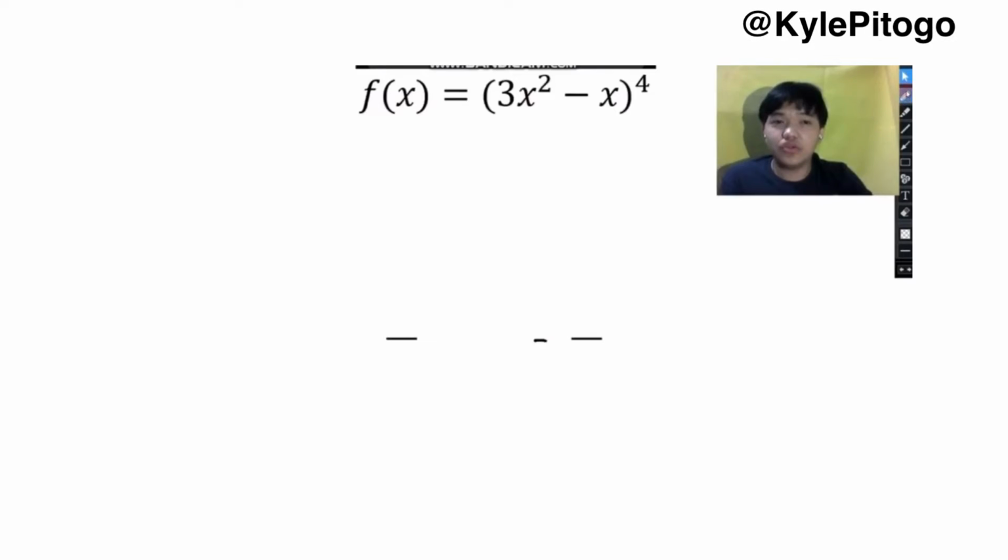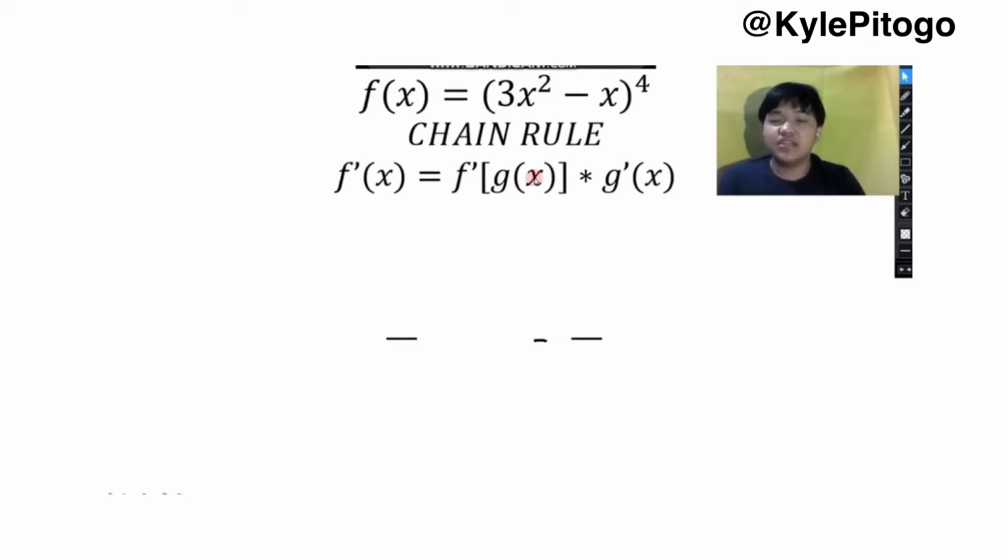The chain rule, where f of x is equal to 3x squared minus x quantity raised to the power 4. Well, we're going to use the formula for the chain rule, which is the derivative of f of x is equal to the derivative of f of g of x multiplied by the derivative of g of x. Why? It is because the chain rule is another term for the inside and outside rule. And here is the outside rule while this is the inside rule. The outside rule only focuses on the outside formulas while the inside rule only focuses on the inside, and we multiply them both.